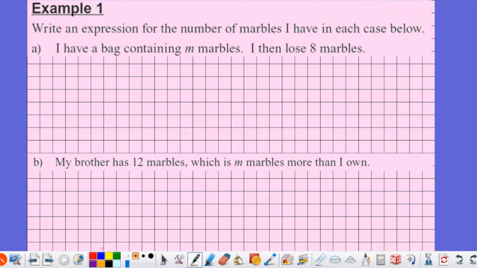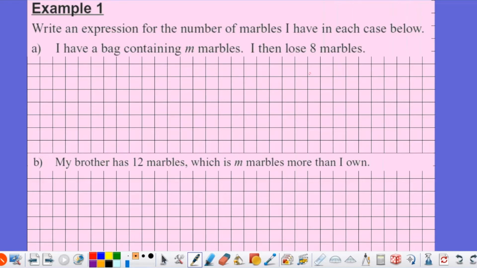So we're going to have a look at being able to write expressions from worded questions, and also how that relates to using algebra. Okay, so an example you can see on the screen is: write an expression for the number of marbles I have in each case below. I have a bag containing marbles, then I lose 8 marbles.